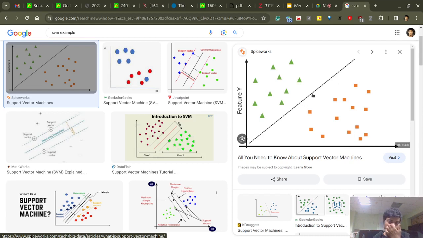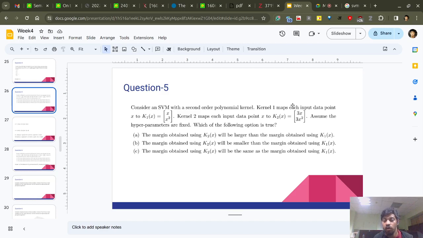So for the hyperplane, the distance between this point and this point will also be multiplied by 3. If we calculate with h1 and with h2, all the distances, including the distances between the points and between this line and the point, everything will be 3 times more with h2. Okay. So that is why the first option is correct. The margin obtained using K2 will be larger than the margin obtained using K1. So is it clear to all of you?